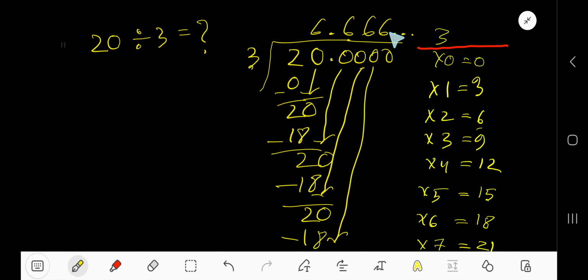So our answer is this. We can also write the answer placing a bar over 6, 6.6 bar. This bar means this number 6 is repeating.